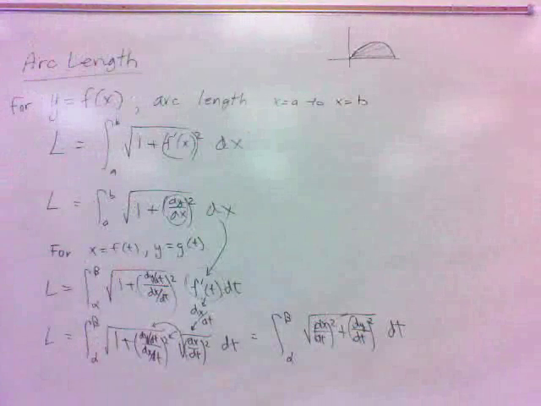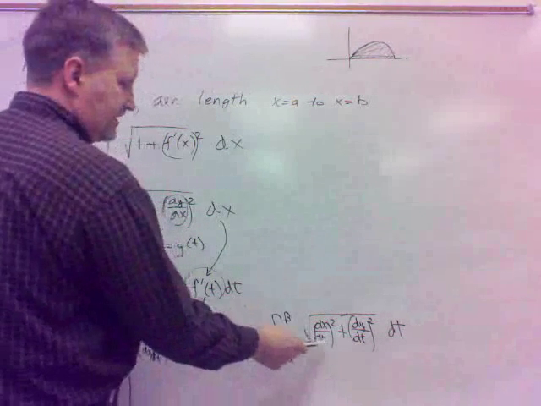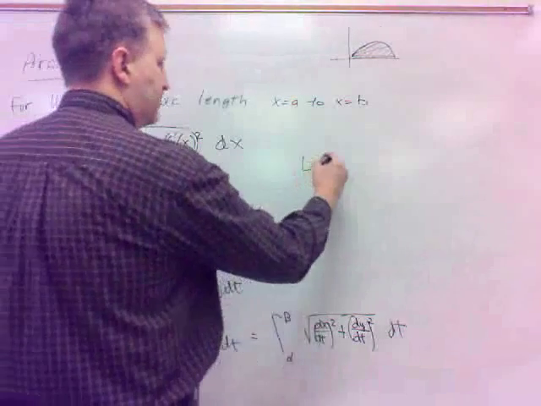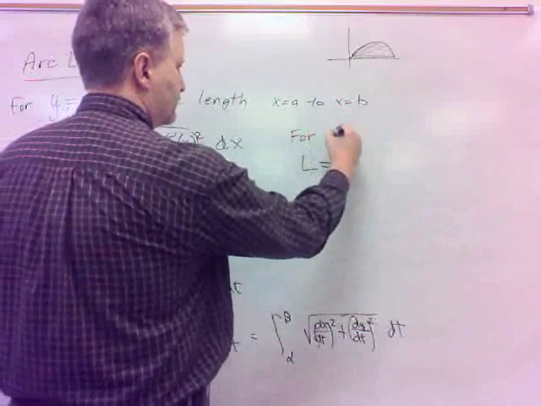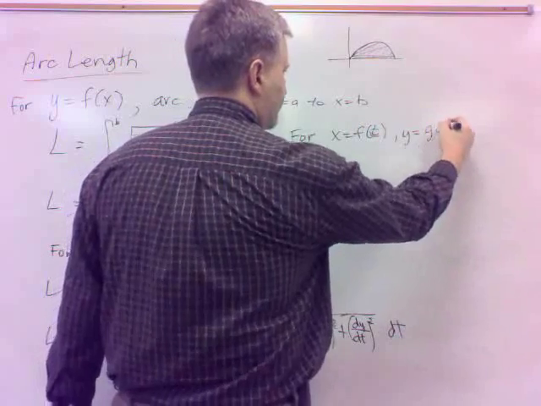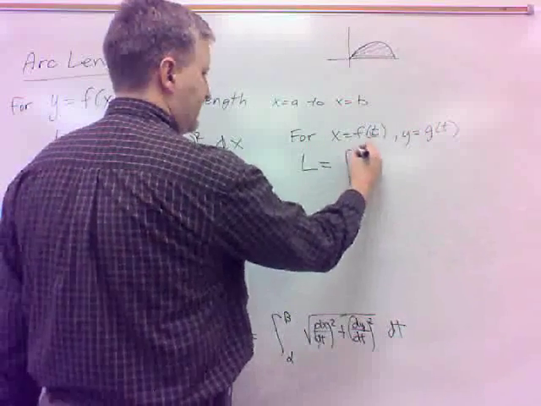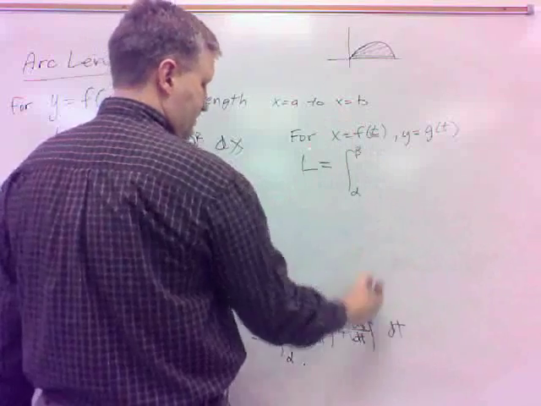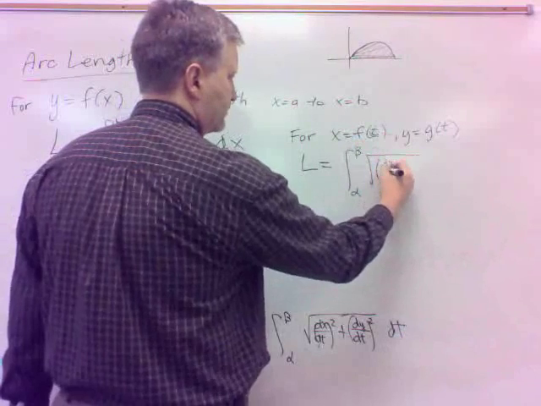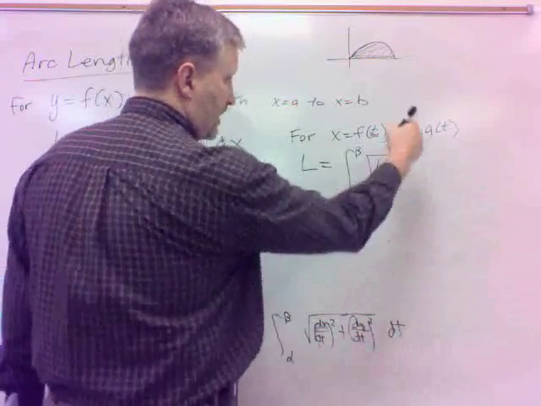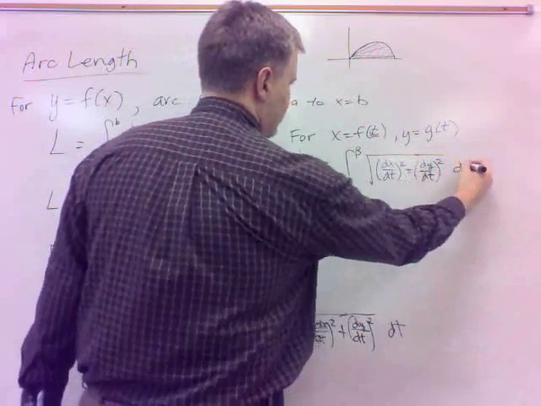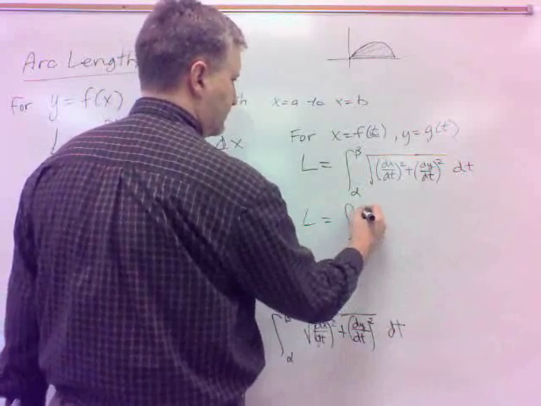This is the preferred form here, basically because what this is saying, to get the arc length for parametric equations, x equals f of t, y equals g of t, the arc length is equal to the integral from alpha to beta, from t equals alpha to t equals beta. You take the square root of dx dt, so you take the derivative of that, plus the derivative of the y, dy dt, squared, dt.